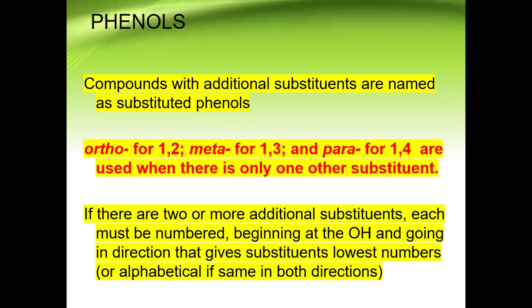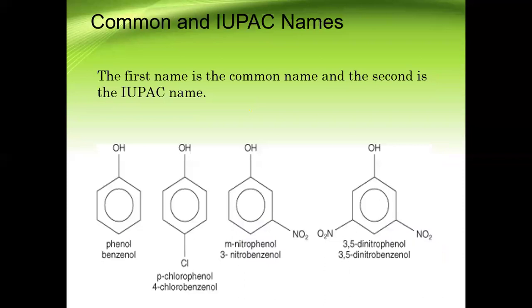So we looked at the structure of phenol here, and we are going to look at ortho, meta, and para. Ortho are substituents on the 1 and 2 positions, meta are substituents on 1 and 3, and para on the 1 and 4 positions. Now if there are 2 or more additional substituents, each must be numbered, beginning at the OH and going in the direction that gives substituents the lowest numbers, or alphabetical if same in both directions. So the first name is a common name and the second is the IUPAC name.